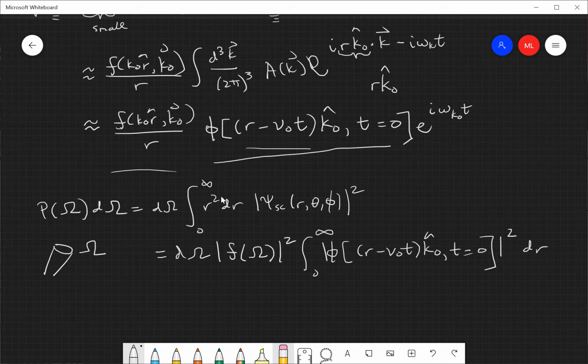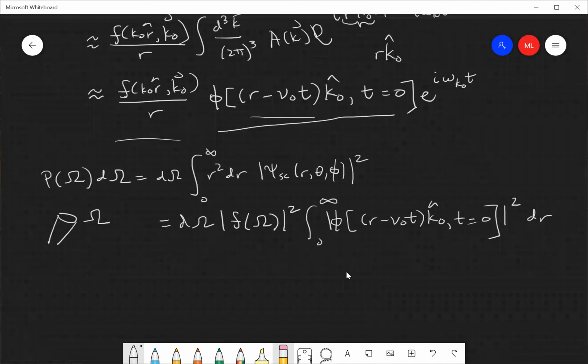Okay, but that last bit, this part here, is nothing but the initial normalization of the wave function. Since we're integrating over all r here, it's going to be just the entire density of the initial wave packet. So it must be the amplitude associated with the incoming particle. So that means we can identify the differential cross-section.